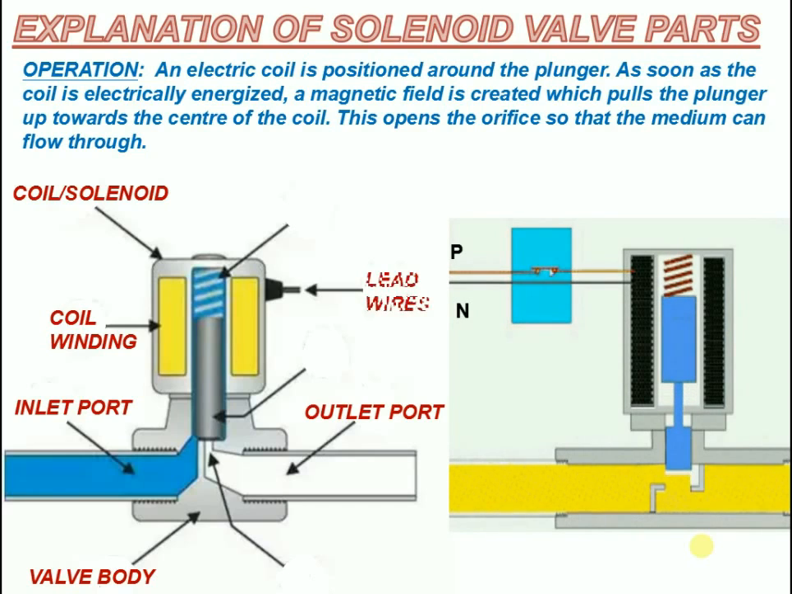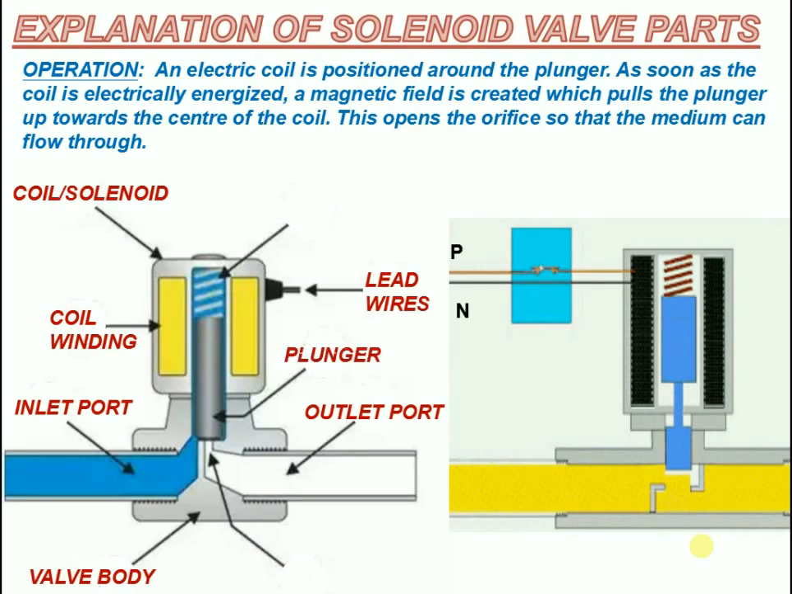Lead wires. These are external connections of the solenoid valve that are connected to the electrical supply. The current is supplied to the solenoid valve from these wires. When the solenoid valve is energized, the current flows through these wires to the solenoid valve, and when the solenoid valve is de-energized the flow of current stops.